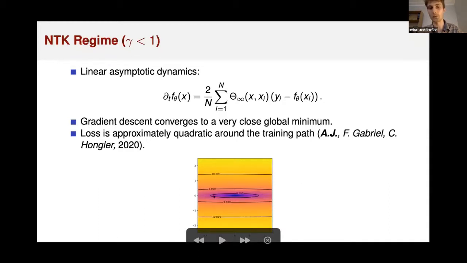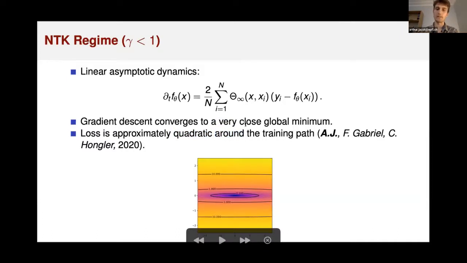And so that's a plot typically where you see the level lines of the cost of a large neural network look like ellipses, so it suggests that it's almost quadratic. And this explains why you get such fast convergence. So that's the NTK regime.